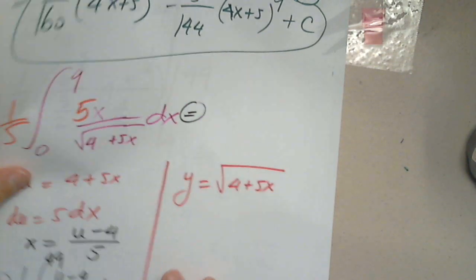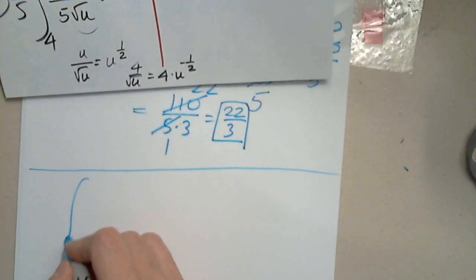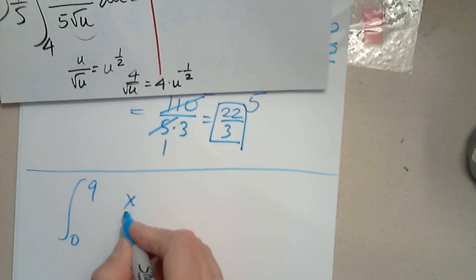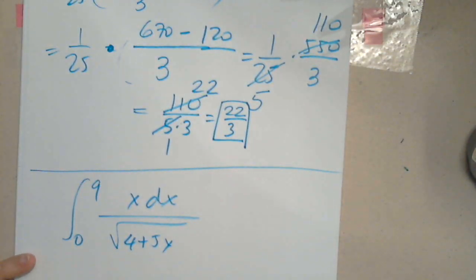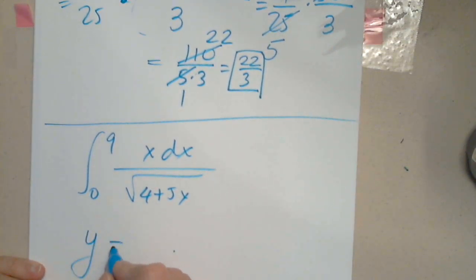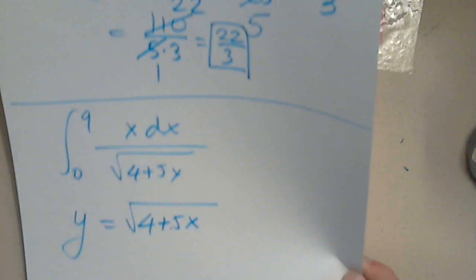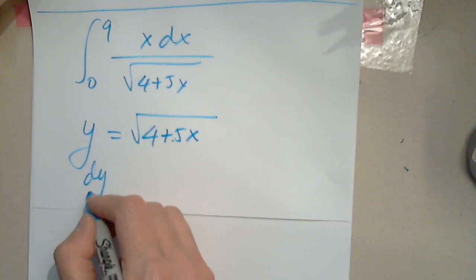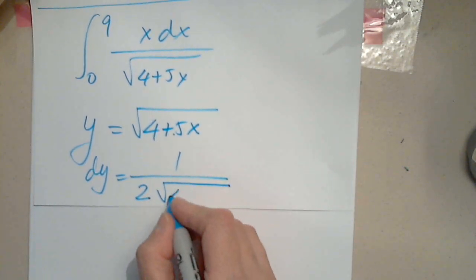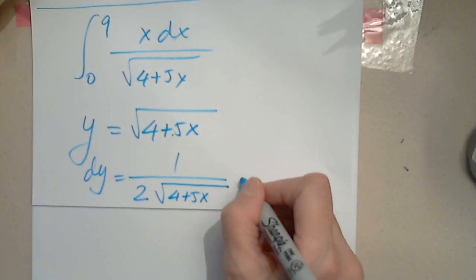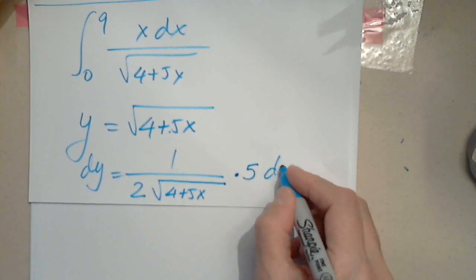Okay, so I'm just going to start from scratch. There is no room there, so we have the integral from 0 to 9 of x dx over the square root of 4 plus 5x. If I say y is the square root, let's see if that makes any difference. dy equals 1 over 2 the square root of 4 plus 5x times the inner function's derivative, which is 5, times dx.